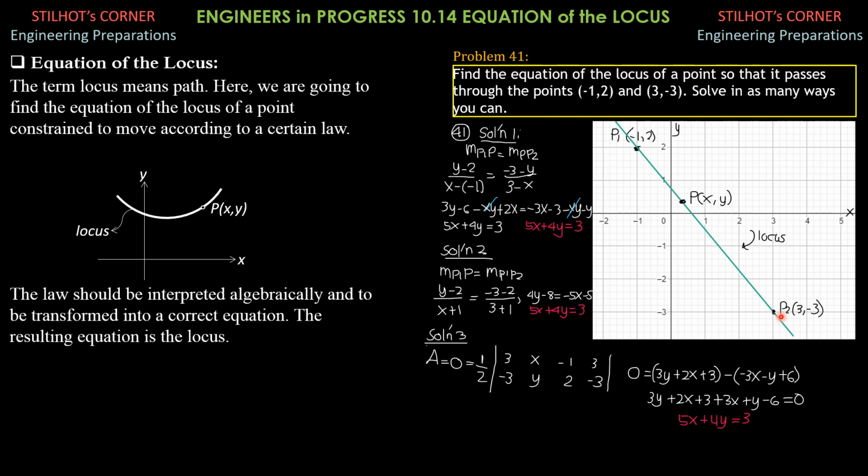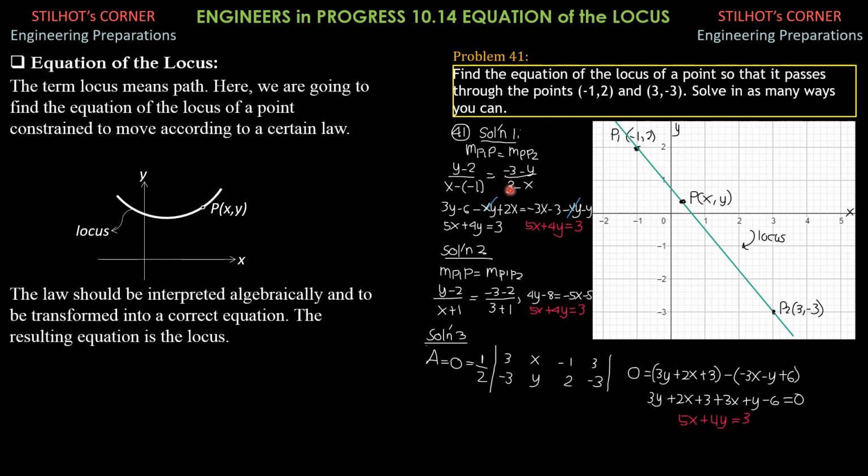That's the first way. Beginning with x, y, the slope is delta y over delta x. So begin with the same point. So (y minus 2) over (x minus -1) equals the slope of P to P2, which is (-3 minus y) over (3 minus x). Since we begin here with y, we also begin here with x.